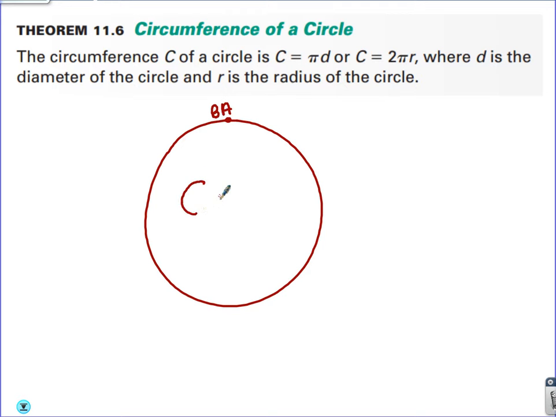Circumference is equal to pi times diameter. Or instead of wanting to use diameter, you want to use 2 times radius, because the diameter is 2 times the radius. You could also use circumference equals 2 times pi times radius. The same formula.